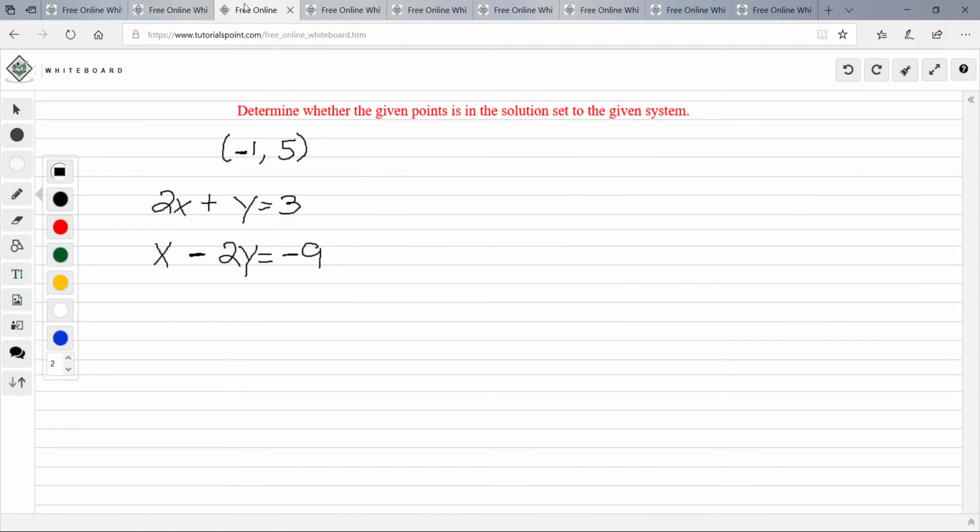So let's go to the practice problems. Determine whether the given point is a solution to the given system. This is really simple. All you've got to do is plug it into the original equations and figure out if they both are true. So we put it in both equations. I'll put (-1, 5) in the first one. So it would be 2(-1) plus 5 equals 3. That's -2 plus 5. 5 minus 2 is 3, so 3 equals 3. That's true for that equation.